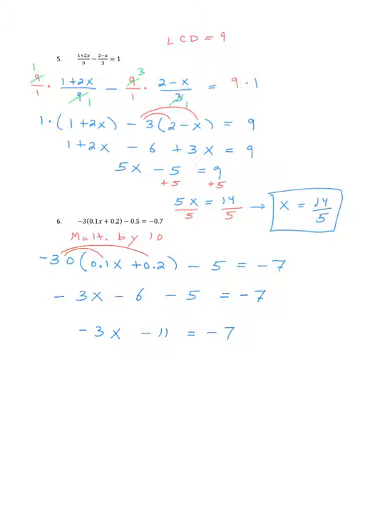All right, I think I'll add 11 to both sides. This gives me negative 3x is equal to 4. I'll divide both sides by negative 3, and I have my answer. My answer is x is equal to, I'll write it as negative 4/3. You could leave the negative in the denominator or put it in the numerator. Either way, this is the answer to question 6.